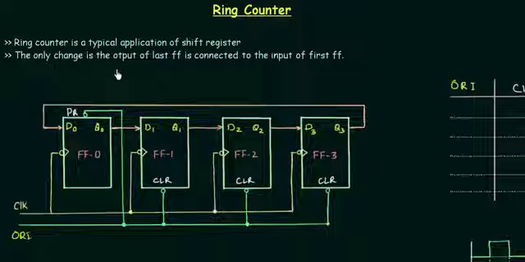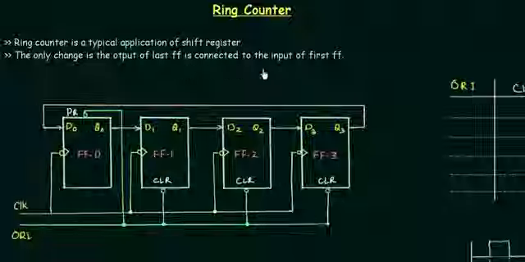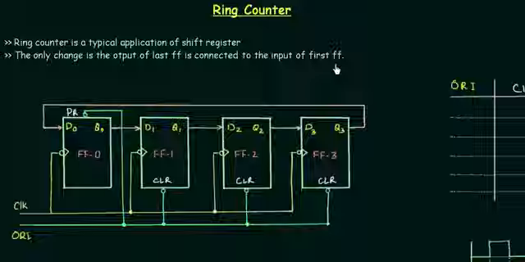The only change is the output of the last flip-flop is connected to the input of the first flip-flop. If I want to compare the ring counter with the shift register, there is only a single change. The change is this output Q3, that is the output of the last flip-flop, is connected to the input of the first flip-flop, that is flip-flop number 0. But in case of shift register, you will find that we don't have any feedback like this, but we have only Q3 as our output, and this is the only change that you will find.